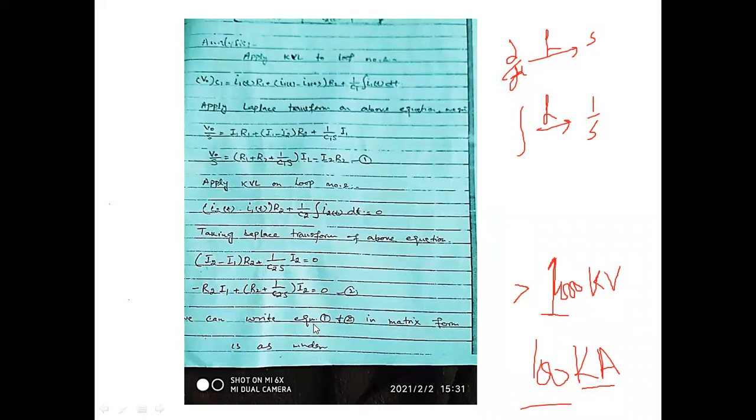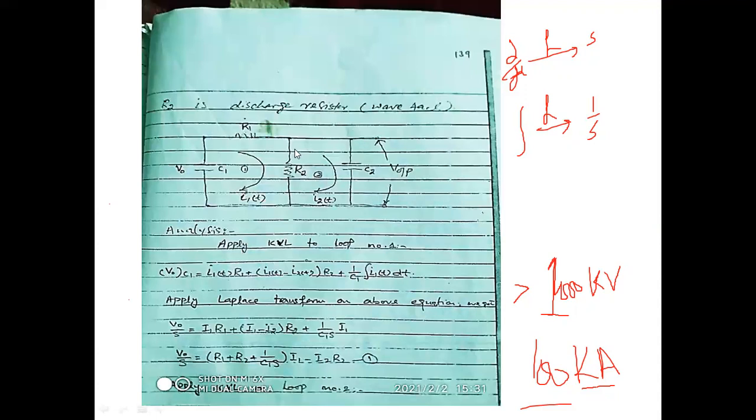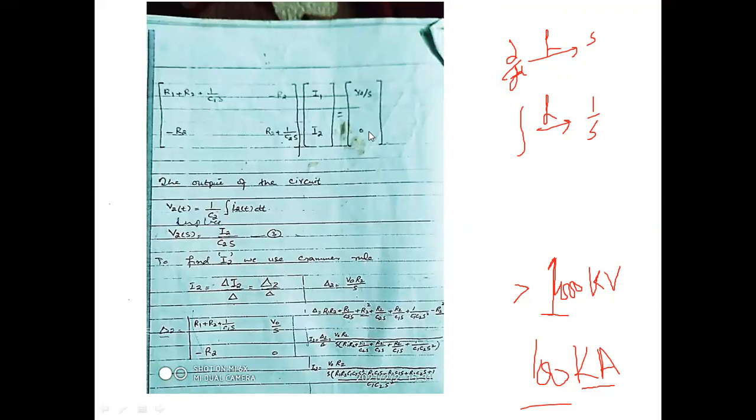So we will combine these two equations to form a 2 by 2 matrix. This is the coefficient of I1 and this is the coefficient of I2 for equation number 1, and minus R2 is the coefficient of I1 and this is the coefficient of I2 for equation number 2. Okay, so for the voltage source of loop 1, because the capacitor was charged to V naught, there will be a voltage across C1, represented by V naught over S. There is no voltage source in loop 2 because capacitor C2 is not charged earlier, so it acts as a load only. So here V is equal to 0.